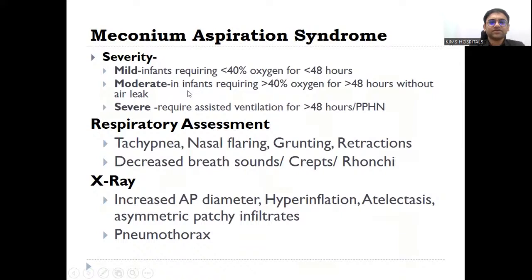So then, with this mechanism, mild is less than 40% oxygen or less than 48 hours, moderate is more than 40% or more than 48 hours without any air leak, and severe is those who require respiratory ventilation for more than 48 hours, with or without PPHN. The respiratory distress will be there. Next day, we can see a hyperinflated chest, atelectasis, asymmetrical patchy infiltrates, and air leaks can be there.